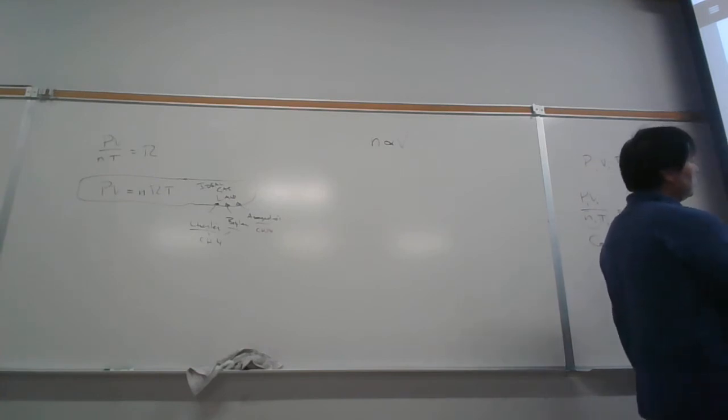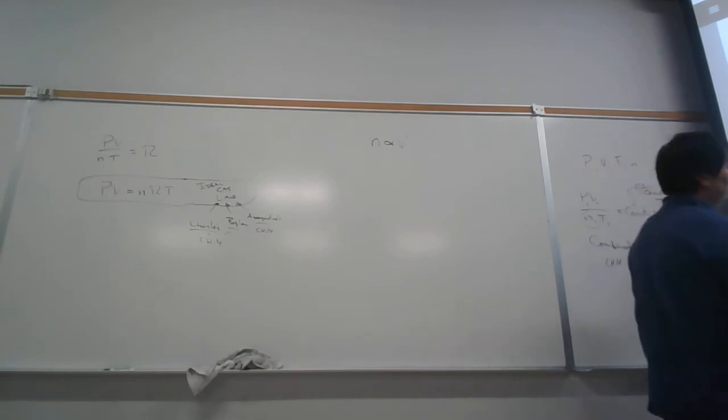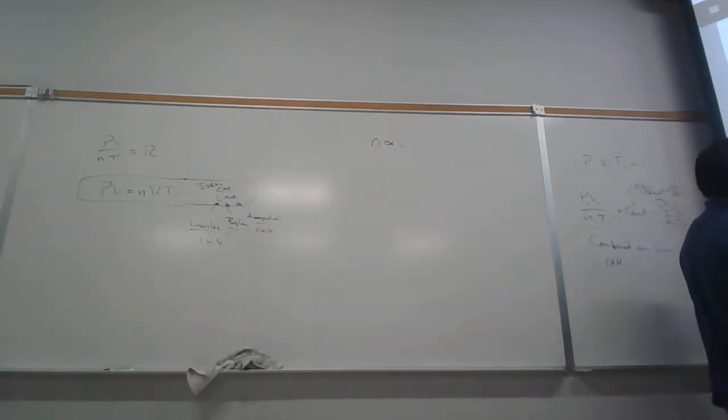So Avogadro says that it doesn't matter what the gas is. I could have 4 particles of oxygen. It's going to take up this much volume. If I replace this instead with 4 particles of hydrogen, it takes up the same amount of volume. However, if I had 8 particles of hydrogen, they'd take up twice the volume. Just like if I had 8 particles of oxygen, it would take up twice the volume. And so the volume is directly proportional to how many moles or how many particles I have.